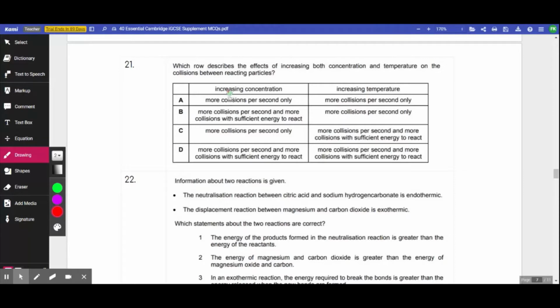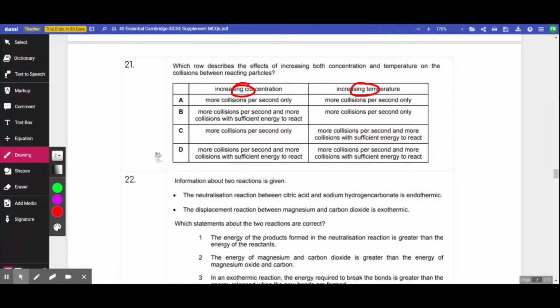So it talks about two factors that can affect rates of reaction: temperature and concentration. And the question goes, which row describes the effect of increase in both concentration and temperature on collisions between reacting particles? So when we did this survey with 50 year 11s, we found that answer C was the most popular answer and indeed the correct answer.